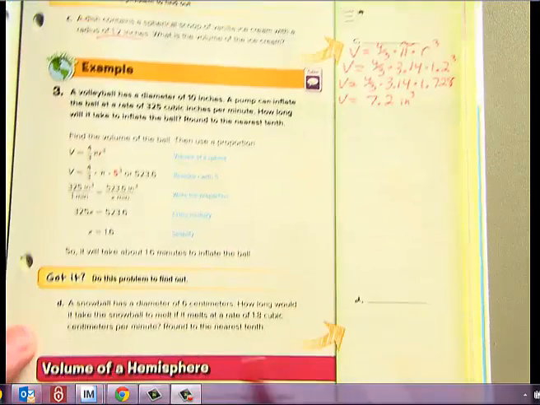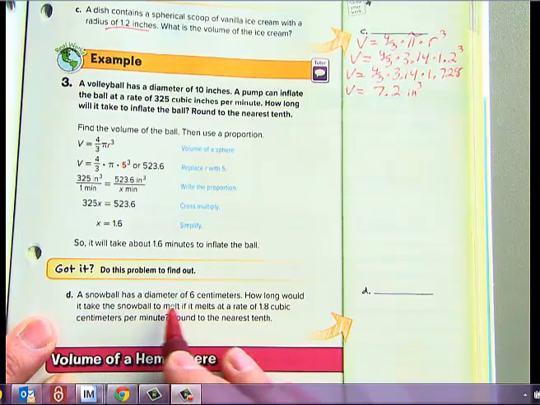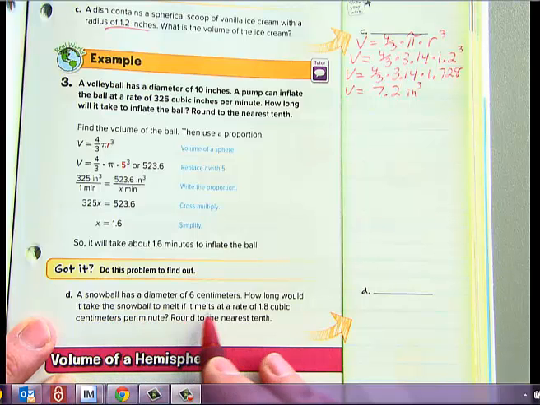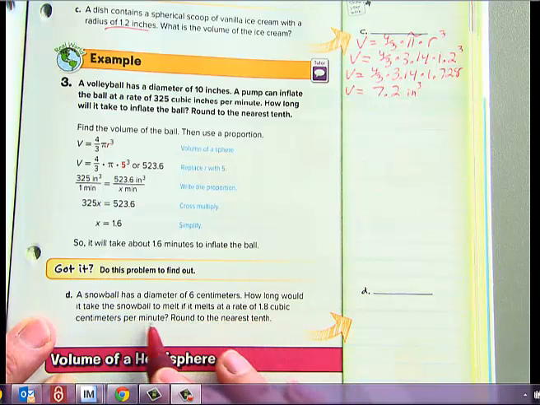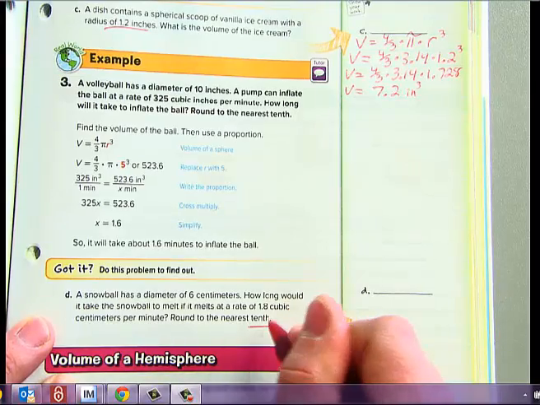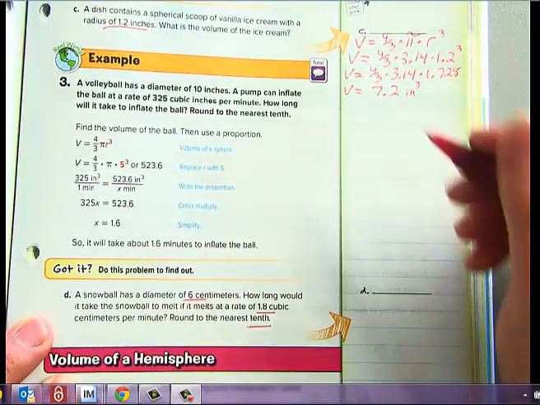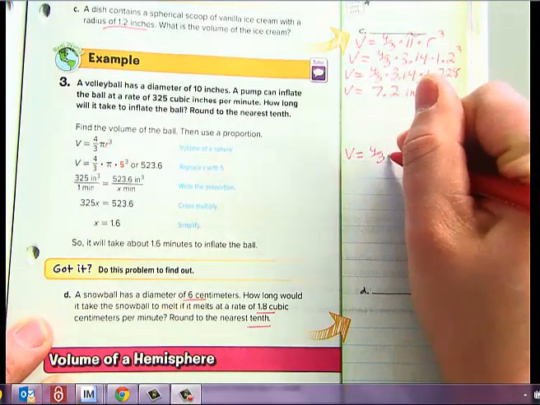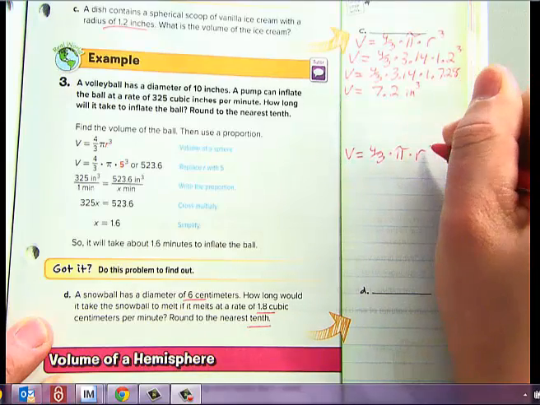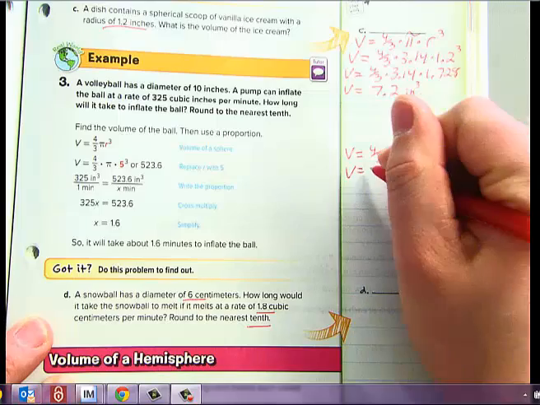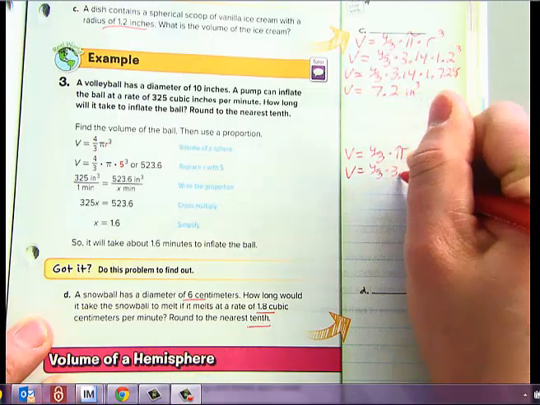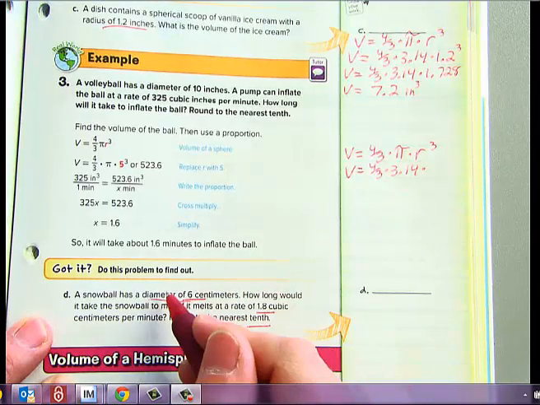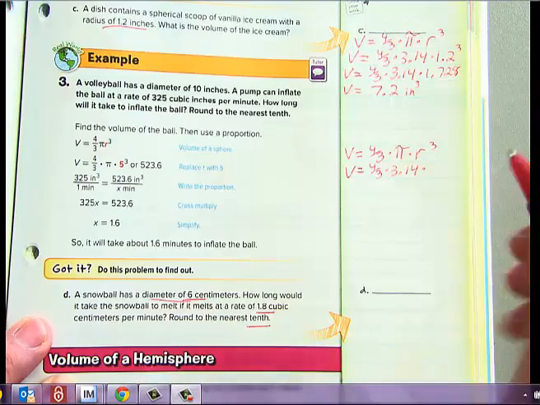Let's take a look here. It says a snowball has a diameter of 6 centimeters. How long would it take the snowball to melt if it melts at a rate of 1.8 cubic centimeters per minute, round to the nearest tenth? So this is my important information. So I'm going to show my work. Volume equals 4/3 times pi times radius cubed. So volume equals 4/3 times 3.14 times my radius, which isn't going to be 6. Notice it gave me a diameter, so the radius of that would be 3 to the third power.